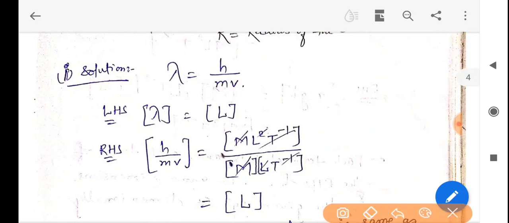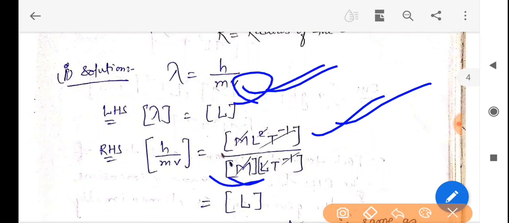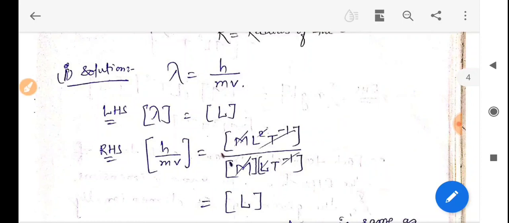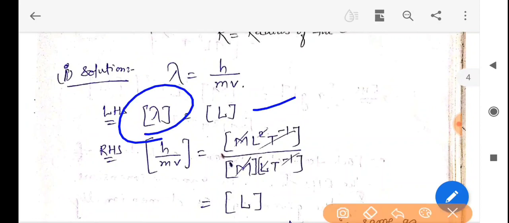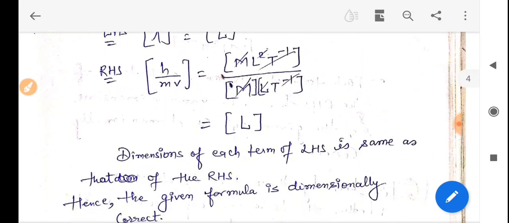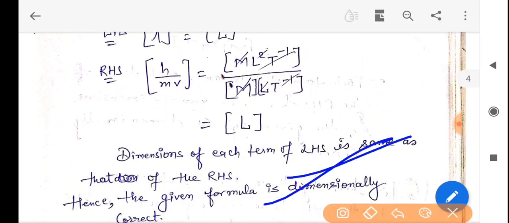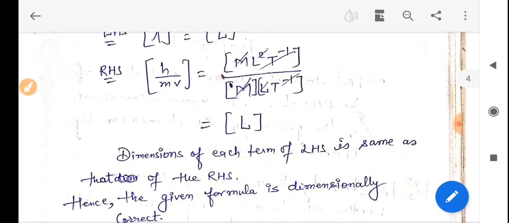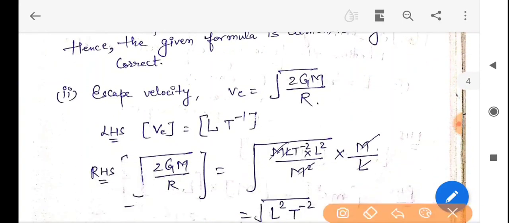So putting the value of h here, and mv, where m is mass and v is velocity, LT^-1, on solving you will get L. Next, in the LHS there is wavelength. Wavelength means L. So LHS and RHS have the same dimensions for each term, and that's why the given formula is dimensionally correct.